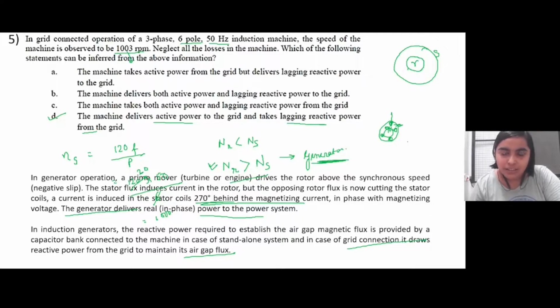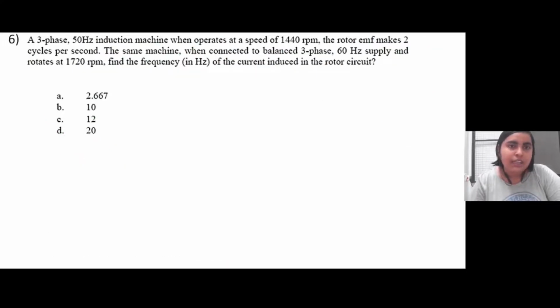Anything else? Nothing. Okay, then let's move to the next question. Again, here it is about an induction machine which is operated at a speed of 1400 rpm. This is the rotor speed, and the rotor EMF makes 2 cycles per second. Now, in case of an induction motor, as we have seen earlier, the rotor speed is a little bit lesser than the stator speed, right?